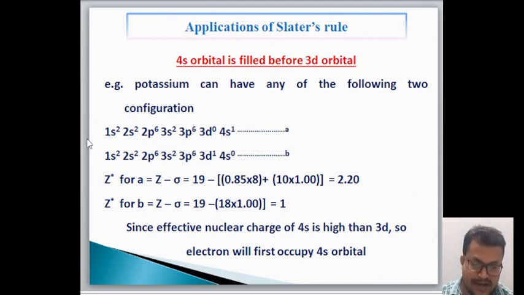So while writing the electronic configuration of potassium, we always write this configuration, as the effective nuclear charge for the 4s orbital is higher as compared to the 3d orbital. So this configuration will be applicable.